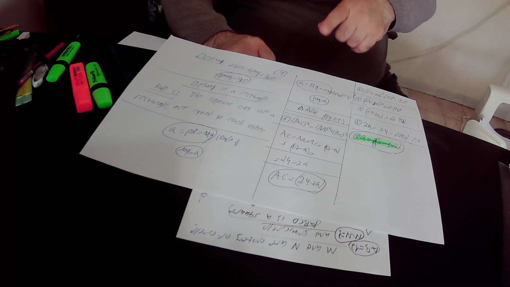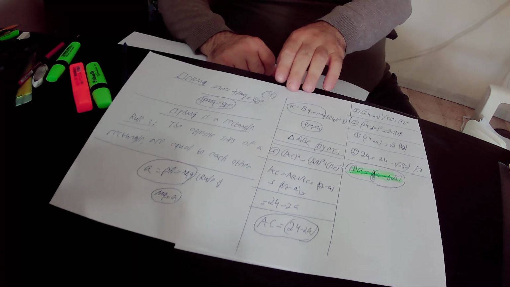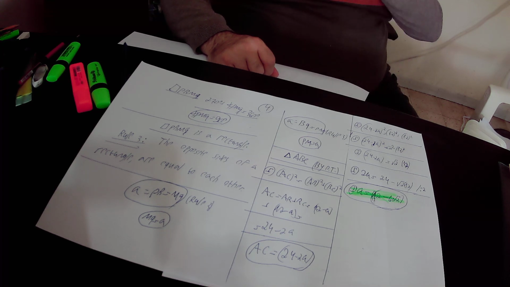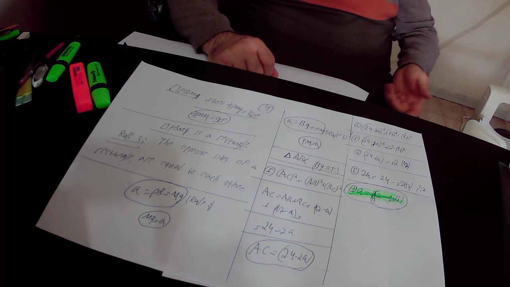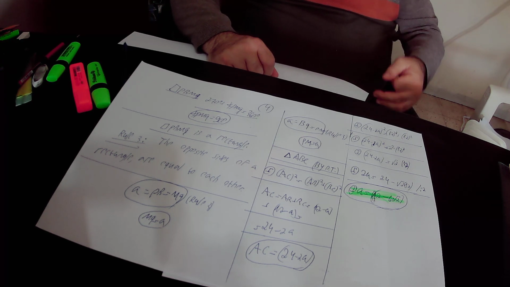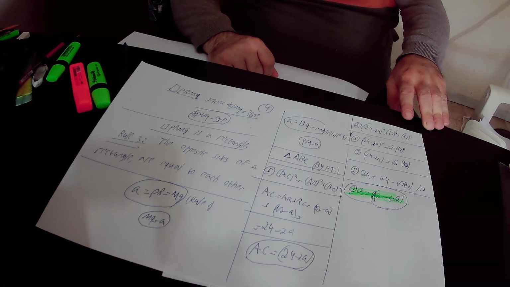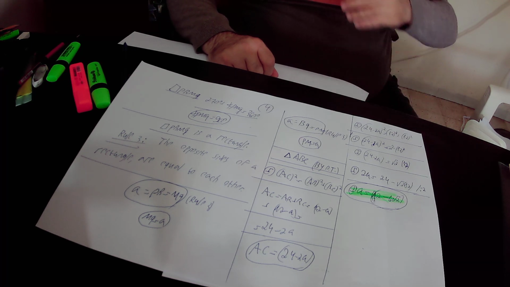So we can substitute AC by 24 minus 2A. So AC square will be equal to 24 minus 2A, squared. That equals AB, that is 12, so AB square is 12 square, plus BC, that is also 12, so BC square is also 12 square. So 24 minus 2A squared equals 12 square plus 12 square, which is 2 times 12 square.